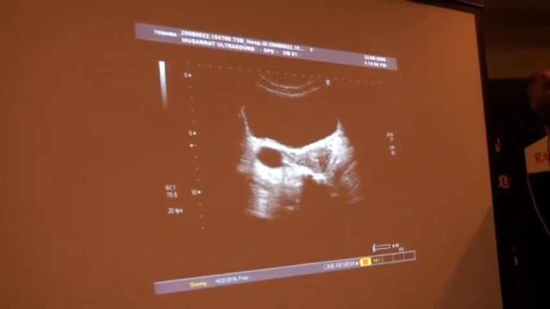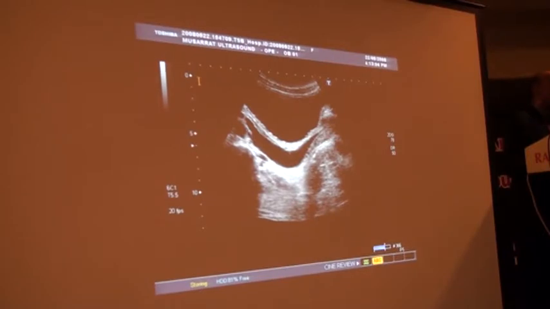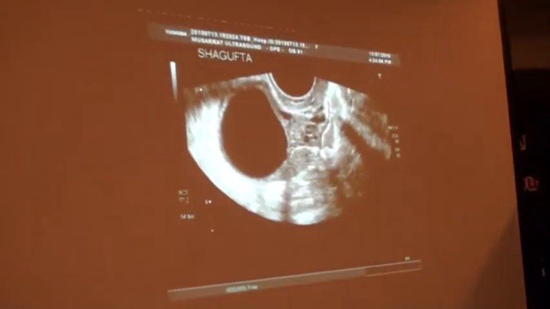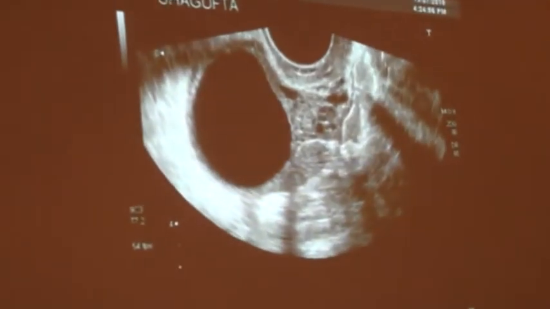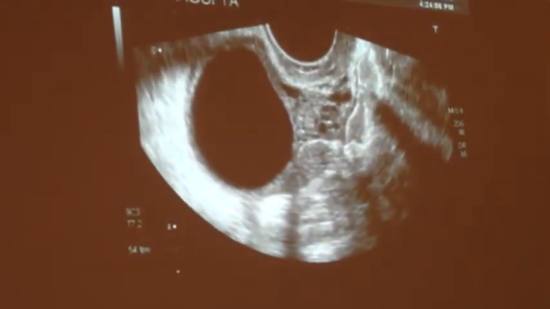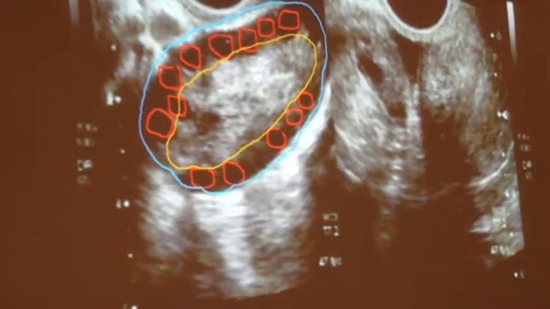So look at this picture. That was not a follicle. That was a dilated ureter. A dilated ureter can mimic a beautiful follicle. You are very happy thinking a wonderful follicle has formed. And that's a retention cyst.